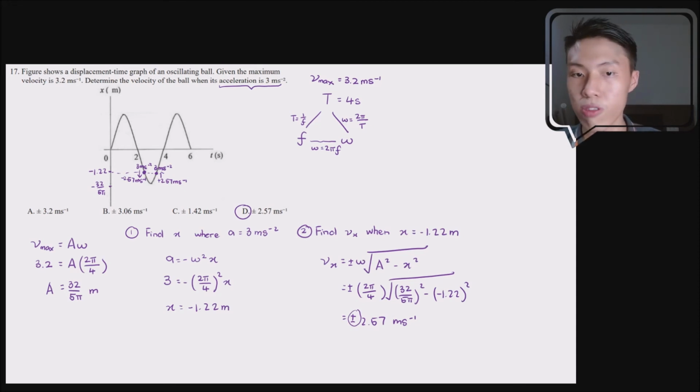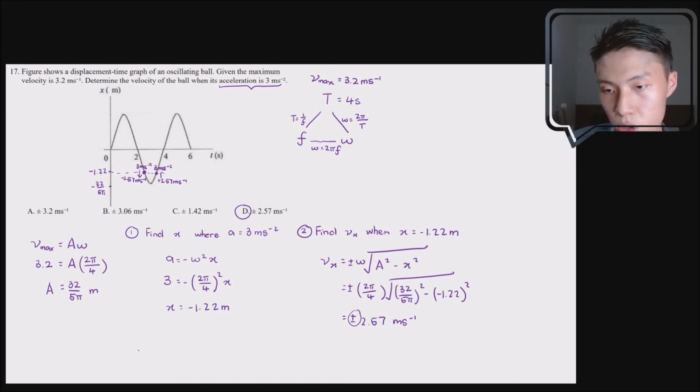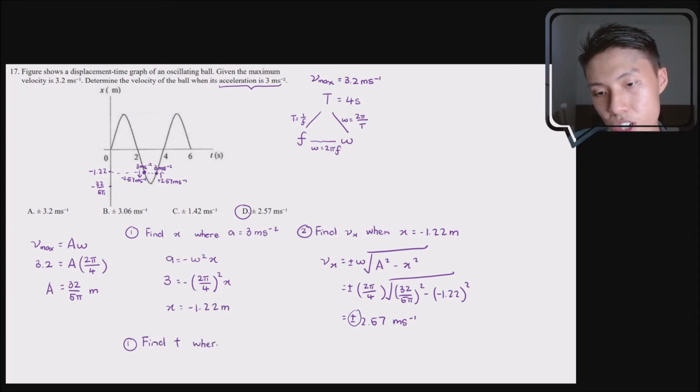So that's how you solve this problem. There are also different ways to solve a problem. There's one where, instead of finding x, you can find t, where acceleration is equal to 3 meter per second square. So in order to do this, you need to find the equation of x equals A sine omega t. Then you can substitute in, it's 32 divided by 5 pi, sine, where omega is 2 pi divided by 4, t.